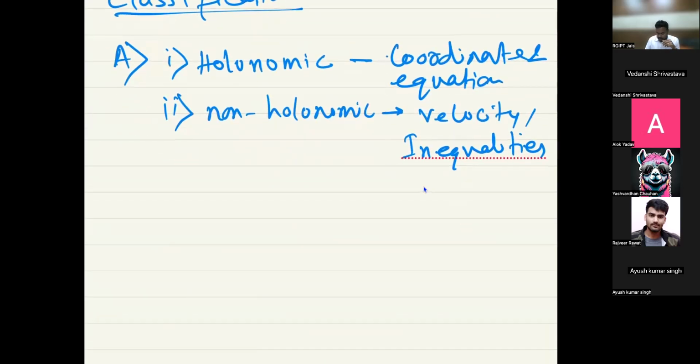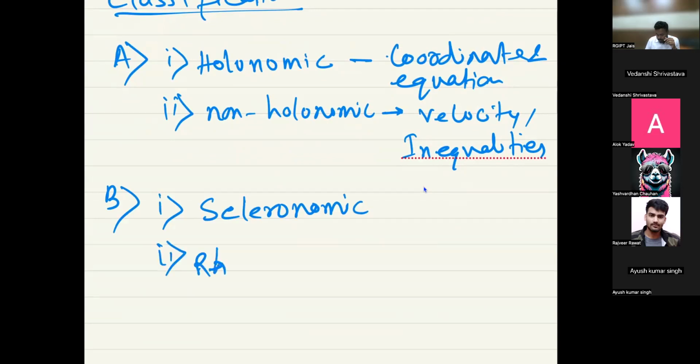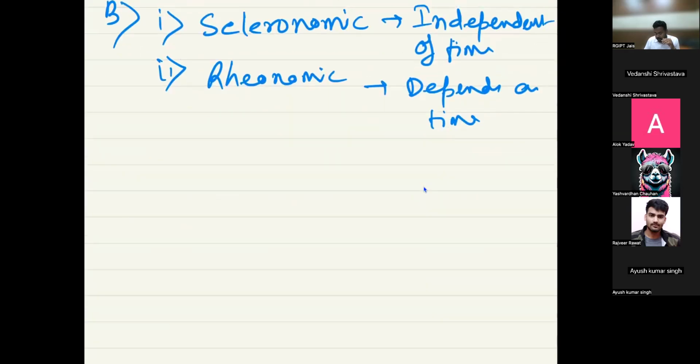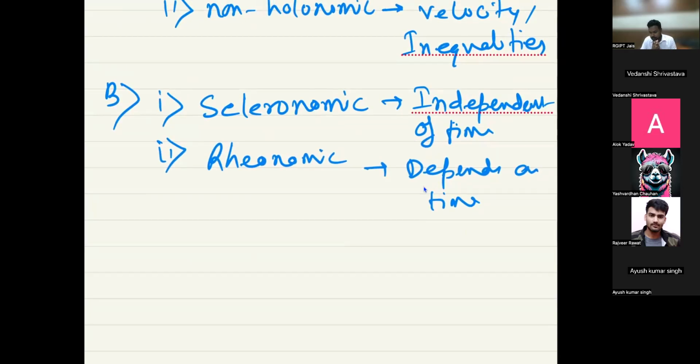Okay. Second, I told you that it can be scleronomic or rheonomic. In this case, the constraint relation that we have written is independent of time. But in the other case, it depends on time. Can you guys come up with an example where the constraint relation depends on time?